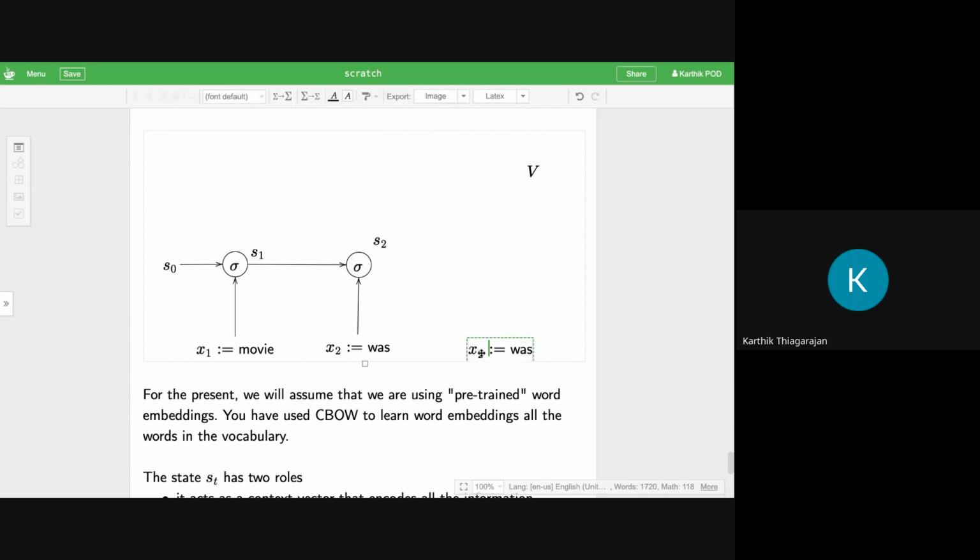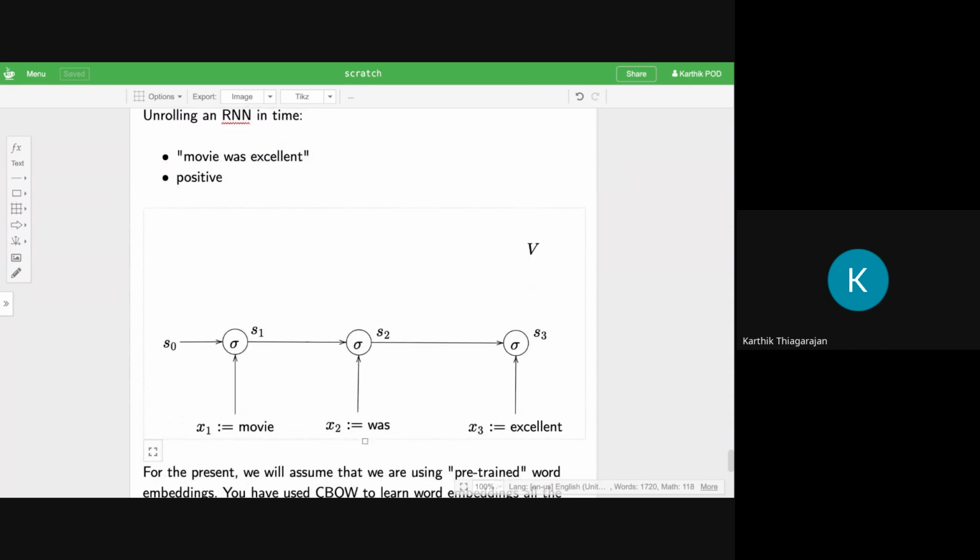The movie was excellent. So that goes here, and you pass S2 to this neuron and x3 for excellent. What will this compute? S3, correct? Yes, S3, with information from S1 and S2. So S3 is computed based on the knowledge from the context vector and the current word excellent, the word embedding for excellent. So S3 now has information about the entire sentence. Now you are in a position to make a decision whether the sentiment is positive, negative, or neutral.